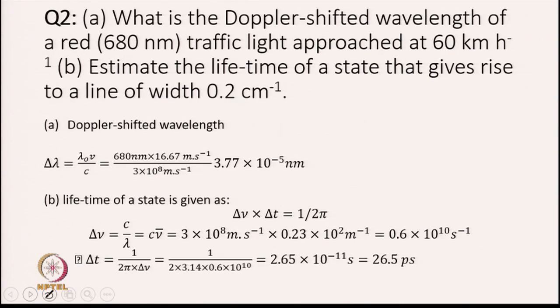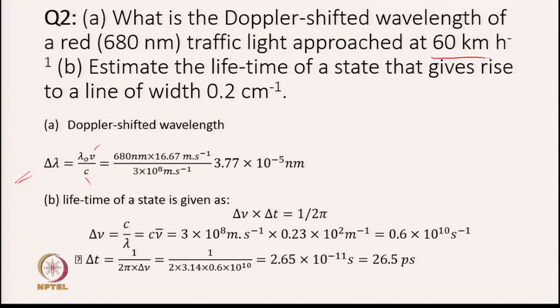Okay, the next question is on broadening of a peak based on Doppler shift. What is the Doppler shifted wavelength of a red traffic light which has a wavelength of 680 nanometer, approached at 60 kilometer per hour? And the second part is, estimate the lifetime of a state that gives rise to a line width of 0.2 centimeter inverse. Your Doppler shifted wavelength can be calculated from the Doppler effect. Delta lambda is equal to lambda 0 into V by C, where V is the velocity of source and C is the velocity of light.